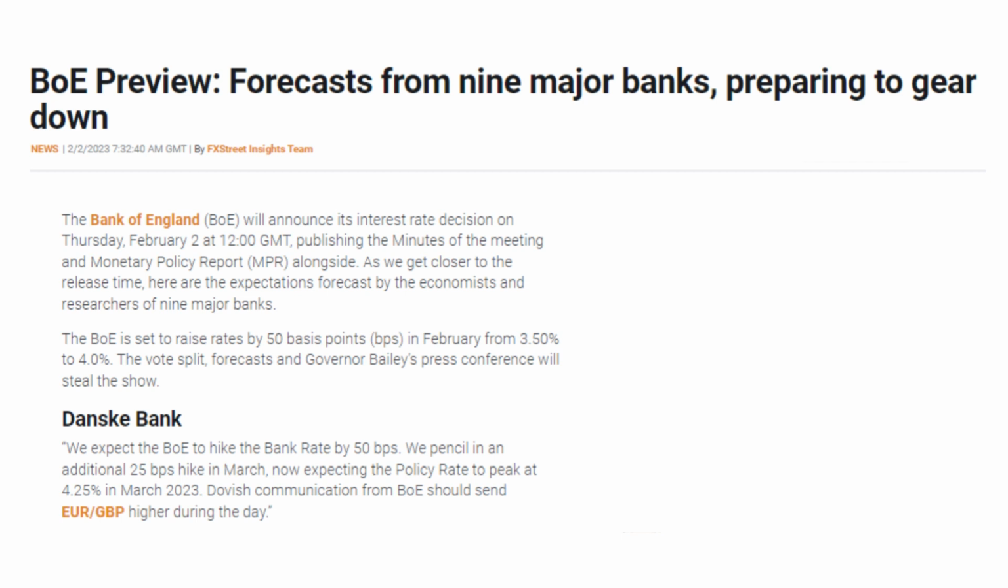Danske Bank. We expect the BOE to hike the bank rate by 50 bps. We pencil in an additional 25 bps hike in March, now expecting the policy rate to peak at 4.25% in March 2023. Dovish communication from BOE should send euro to pound sterling higher during the day.